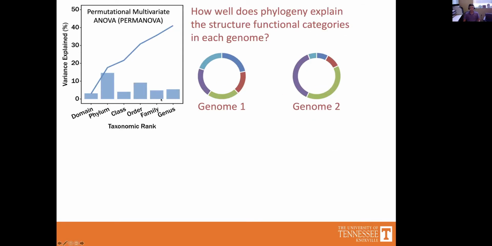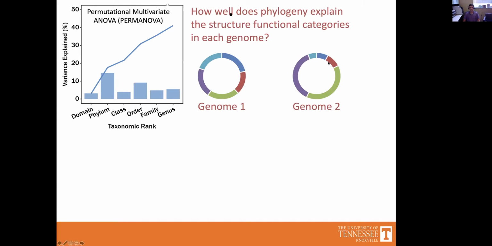And so now I'm going to talk about the actual quantitative results. I'm not really going to go into the specifics of the statistical analyses, but I will talk about the results from those. The first thing that we did was permutational multivariate ANOVA. On the y-axis, we have variance explained. On the x-axis, we have different taxonomic ranks. And so the whole question here is, how well does taxonomic rank explain the structure of functional categories within genomes?